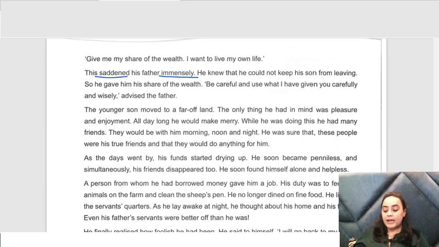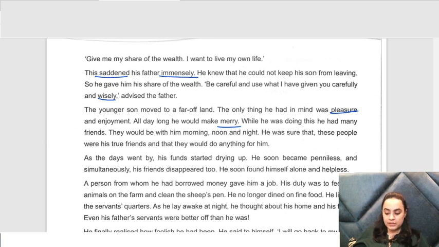"Be careful and use what I have given you carefully and wisely," advised the father. So the father advised his son that whatever I have given to you, please remember that you have to use it in a very wise, in a very intelligent manner. The younger son moved to a far off land. The only thing he had in his mind was pleasure and enjoyment. All day long he would make merry.